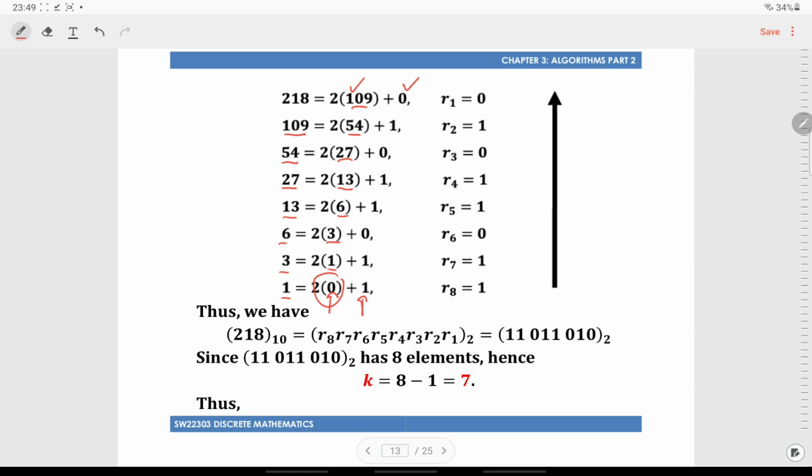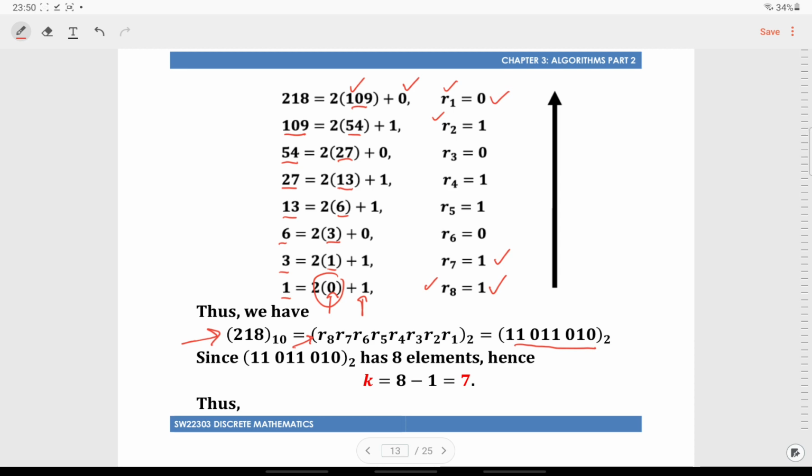Once we stop, our interest is in the remainders. We denote all the remainders from the first one as R1, R2, up to R8. Make sure you follow the correct arrangement, from R1 up to R8. Then we rewrite the expansion in the following form, R8 up to R1. We simply substitute the values as follows: R8 equal to 1, R7 equal to 1, up to R1 equal to 0. This is the binary expansion of the exponent 218.